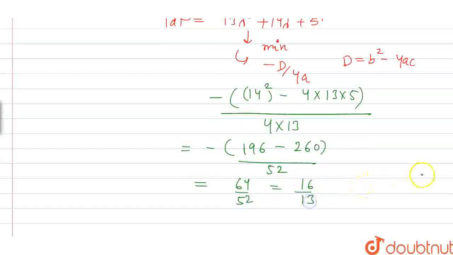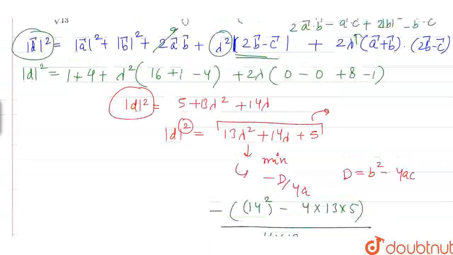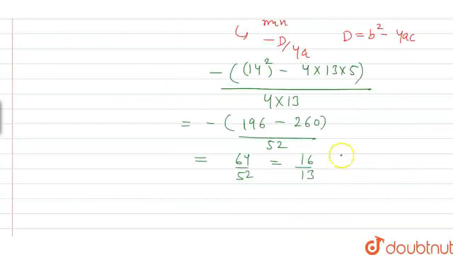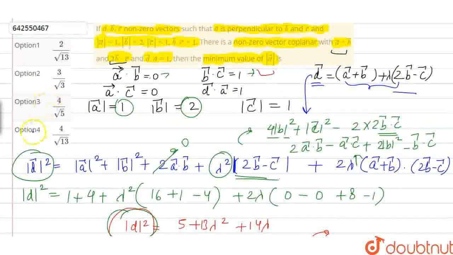Now we know that this is basically the value of magnitude of D square, right? So we can find the value of magnitude of D, which should be equal to the square root of this. So that would be equal to 4 divided by root 13. So the appropriate answer for the given problem is option number 4.